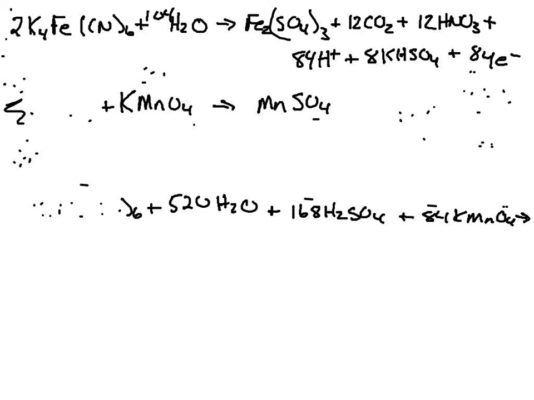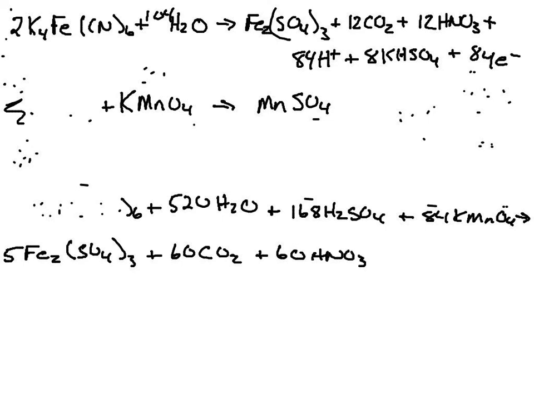And the products, I'm going to say 5 Fe2(SO4)3. Notice I gave you a full page for this one. Plus, total, that's 60 carbon dioxides plus 60 HNO3s plus, all right, 84 times 5, I don't know what that is. 84 times 5 hydrogens is 420 hydrogens. That's this hydrogen right here.